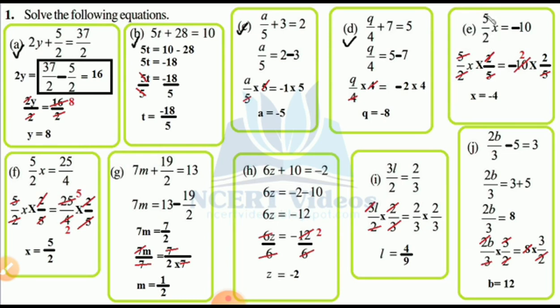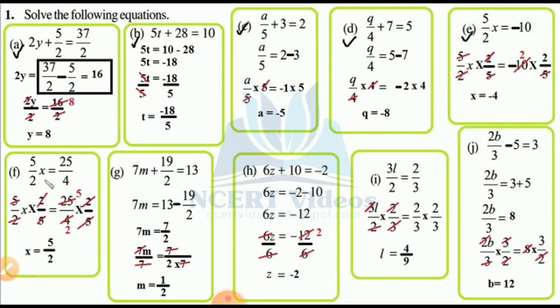So 5/2: the reciprocal of 5/2 is 2/5. Multiply both sides by 2/5, and simplify it. 5 and 2 cut. On the right side, you can see 5 2s are 10, minus 2 into 2 gives us minus 4. So x is equal to minus 4. Correct.